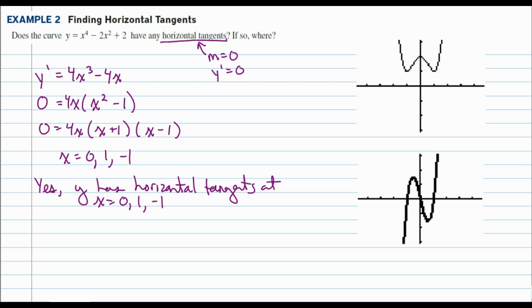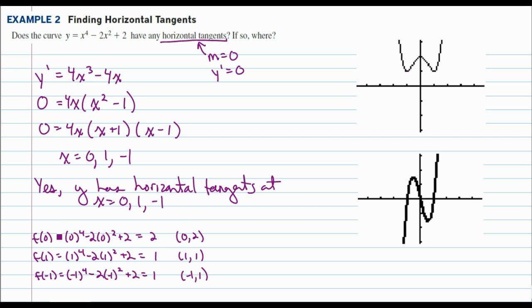Now, if you wanted to actually find out what those points were, you could plug them into the original function. So if I plug in these x values, I can find out the y values, and I can show that at 0, 2, at 1, 1, and at negative 1, 1, there's going to be horizontal tangents there. Now the directions don't say specifically at what point does the curve have horizontal tangents. It just says where. So where is when x equals 0, 1, and negative 1. You don't need to do the extra work in this case.